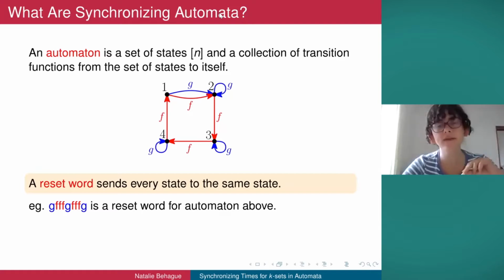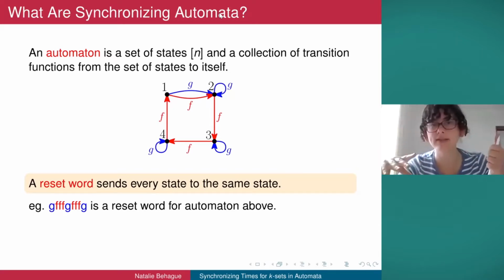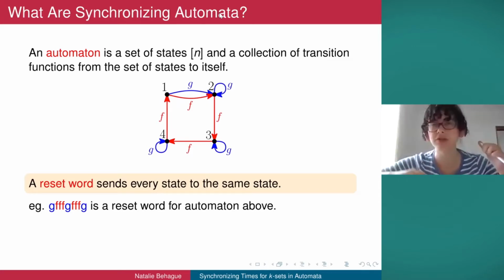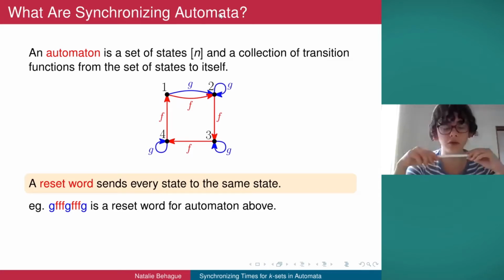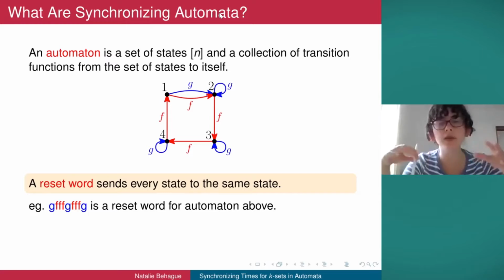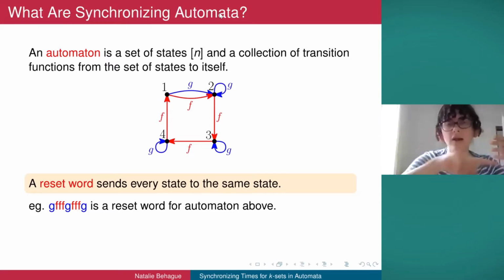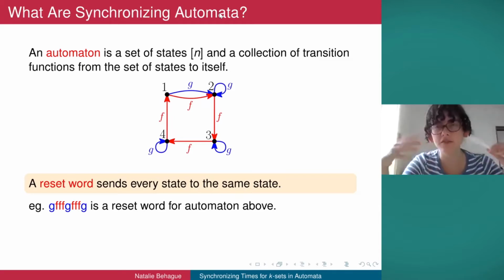So one way of thinking about this is if you imagine the automaton as a maze. You get dropped somewhere in the maze, and a transition function is like a room that you can step into. So you'll get dropped somewhere in the maze. You don't know where you are. A reset word allows you to do a sequence of moves. Maybe it's like left, left, right, right. That after you've done that sequence of moves, you then know where you are. You kind of oriented yourself within the maze.